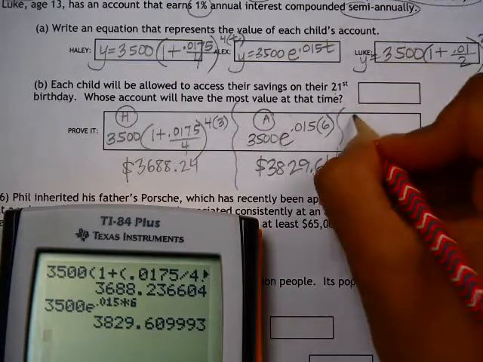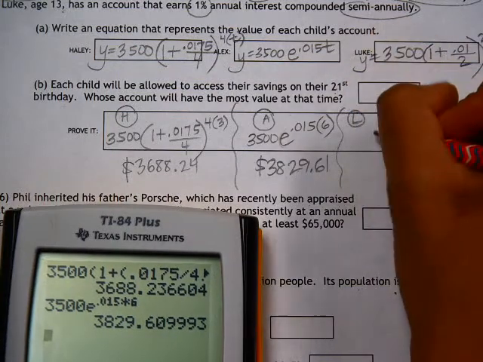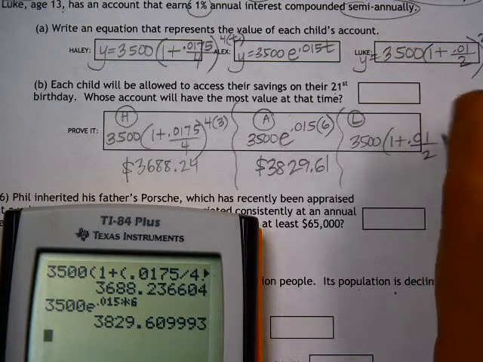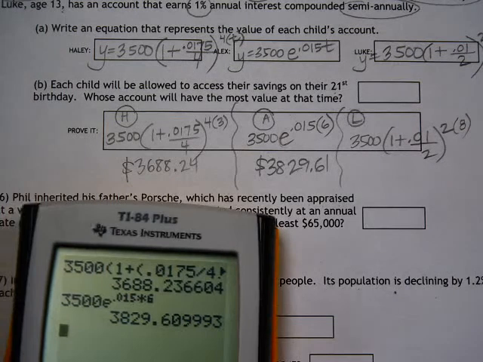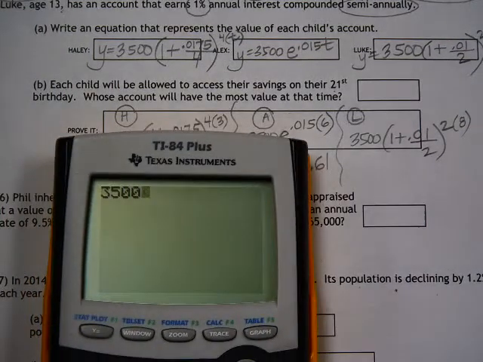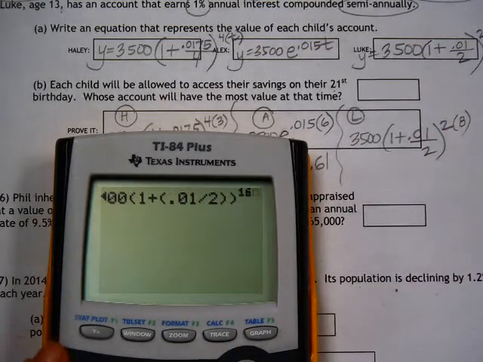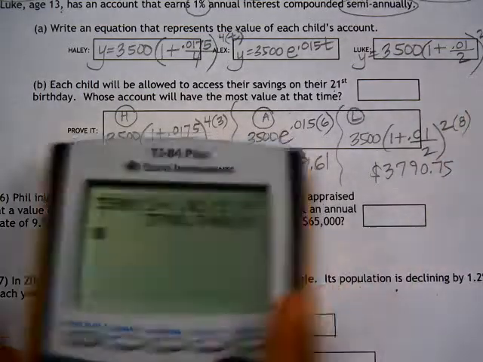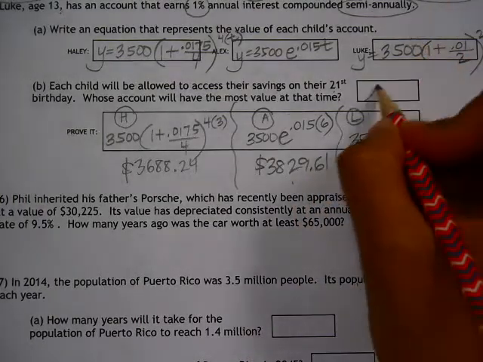And then lastly, Luke is currently 13. 21st birthday for him is 8 years later, so using his account's formula, he'll be 21 in 8 years, so 2 times 8. 3,500, 1 plus parentheses 0.01 divided by 2 to the 16th power. Okay, so whose account will have the most value at that time? We can see here that Alex will have the most money.